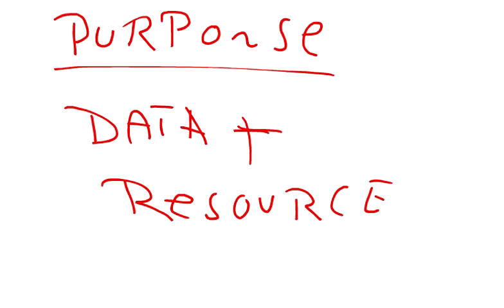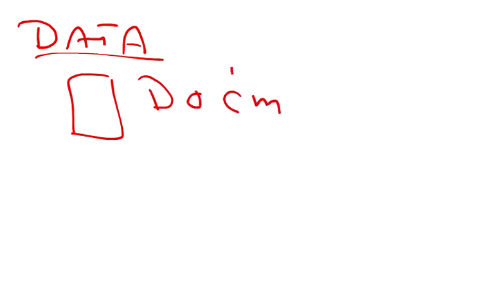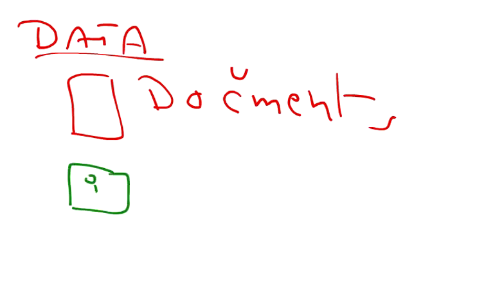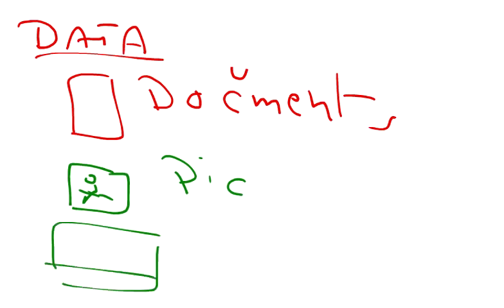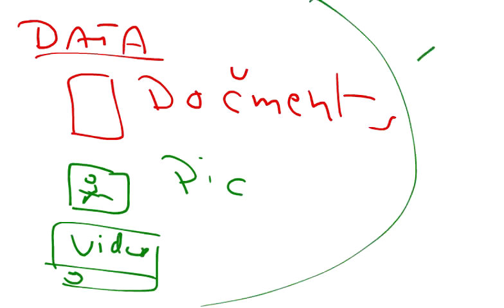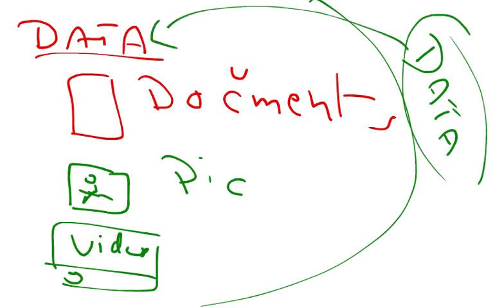So guys and girls, what do I mean by data? Data may be your documents. Another example of data is pictures, images. Another example is videos, for example videos on YouTube, this video tutorial, and all the things which you share on the internet are examples of data. So we need computer networks to share data among different devices.